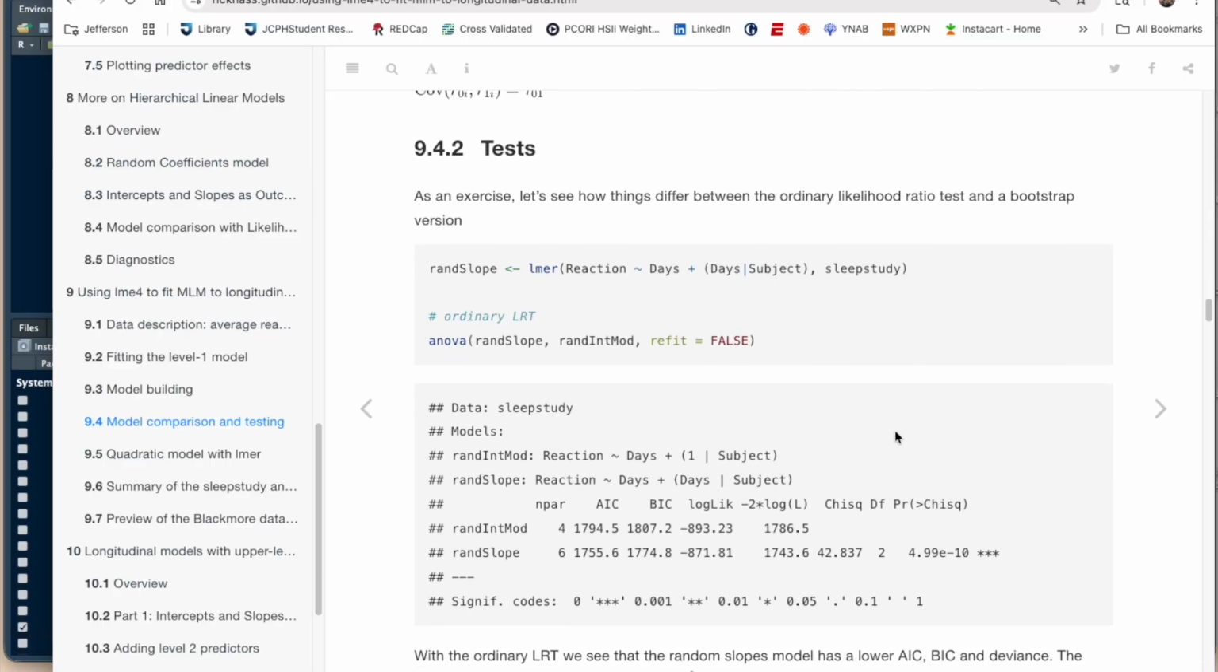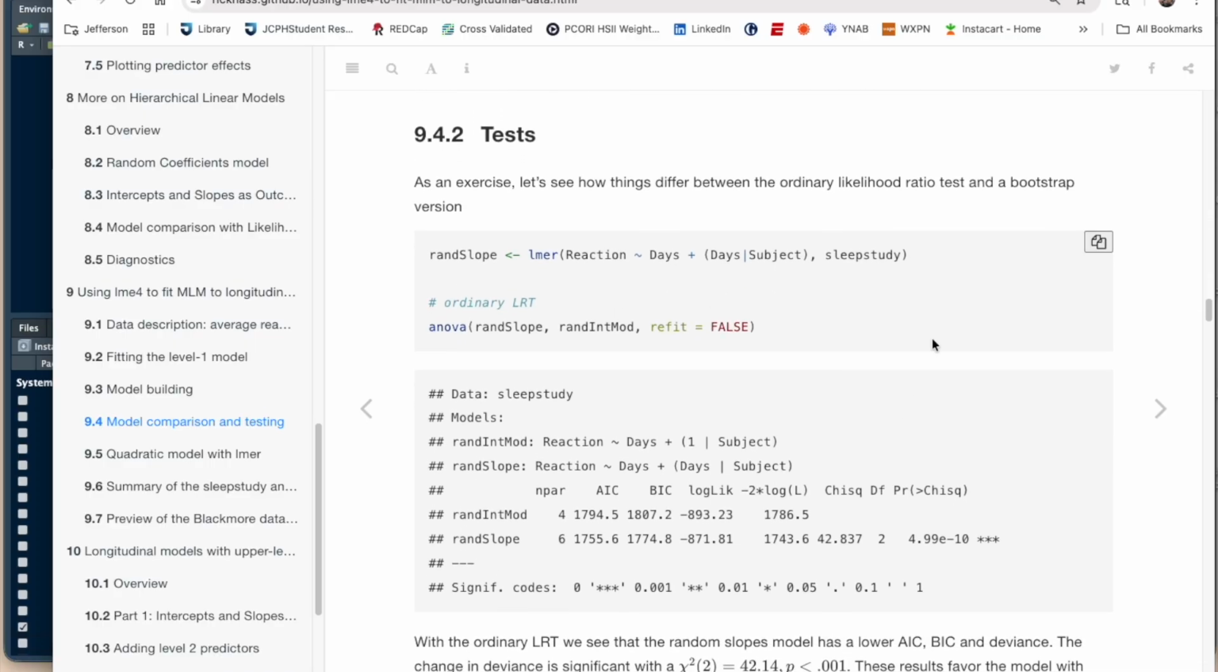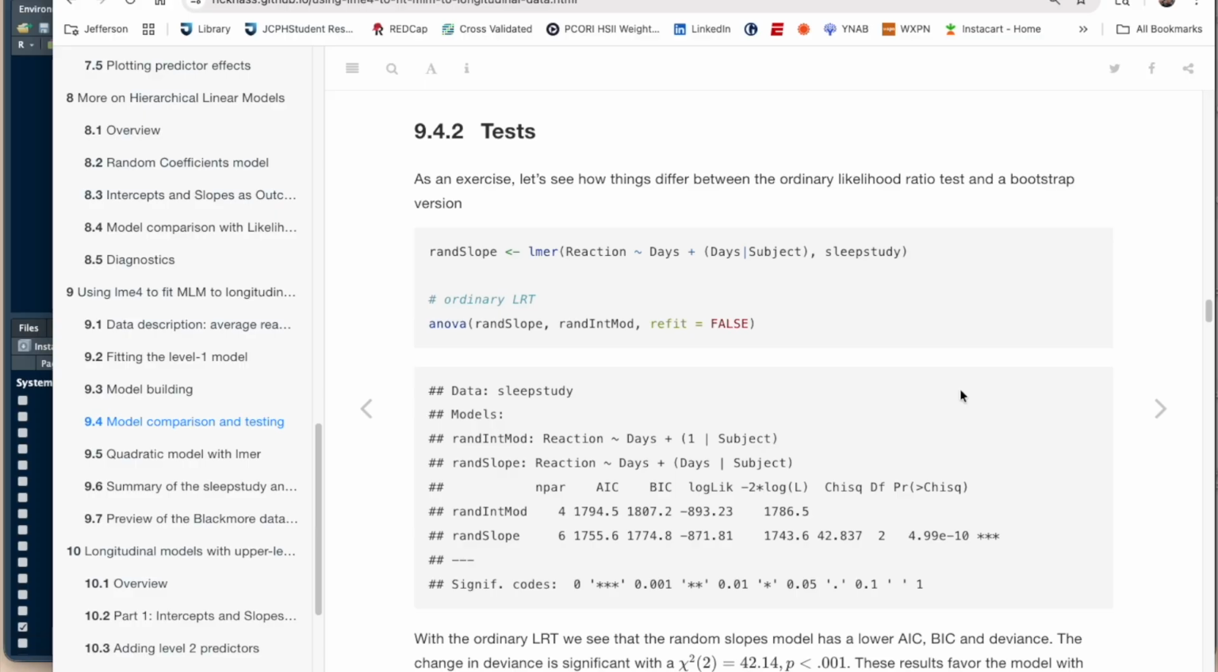Now, in the book, it talks a little bit about the likelihood ratio test issues. It turns out that for testing, using the likelihood ratio to test random effects, that test ends up being conservative, meaning that the p-value that you get is essentially going to be essentially like a lower alpha level test.